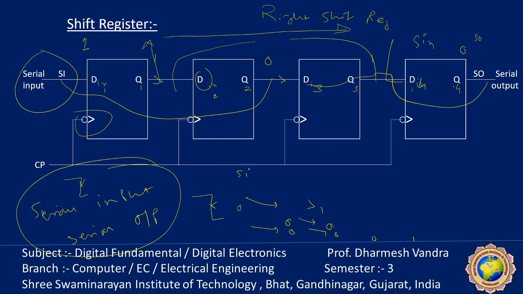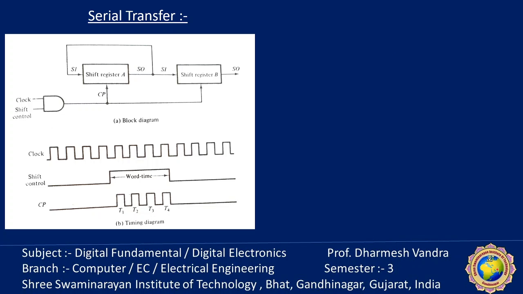Now let's see how the serial transfer occurs. Suppose this is a shift register. Our aim is that whatever the data is transferred, it comes into the output side. So two shift registers: one is shift register A and the other is shift register B. So serial transfer of information from register A to B. The content of register A is transferred to register B, and the width is 4-bit information.